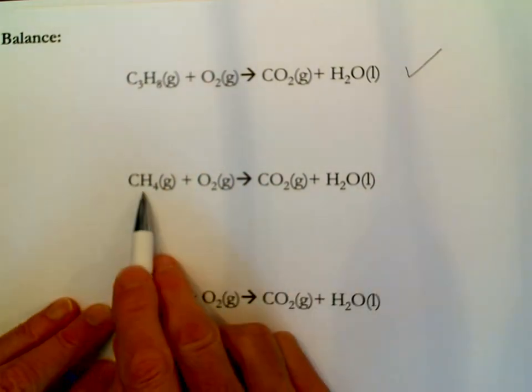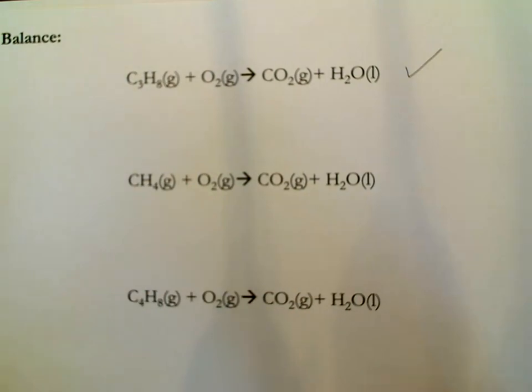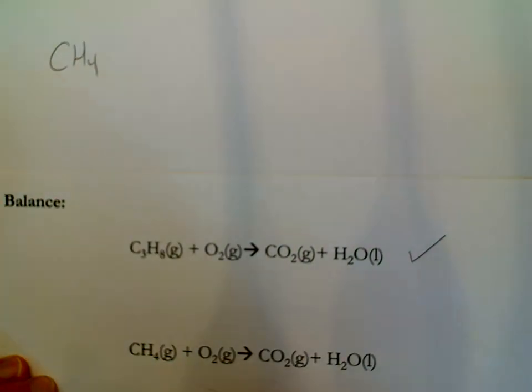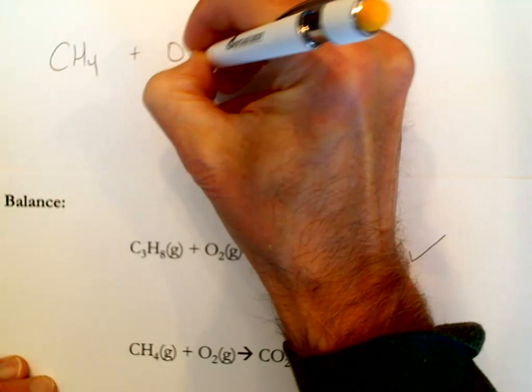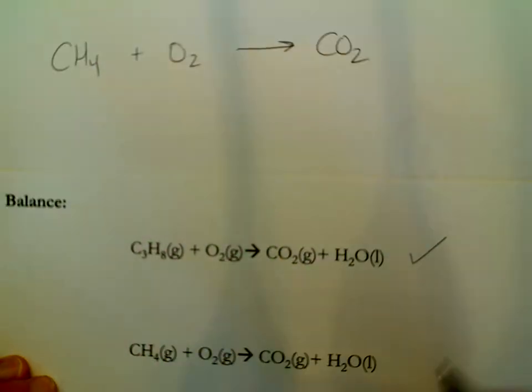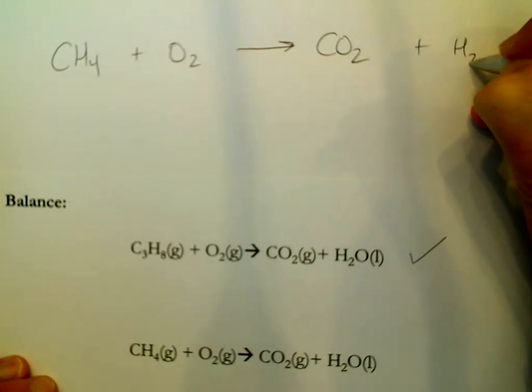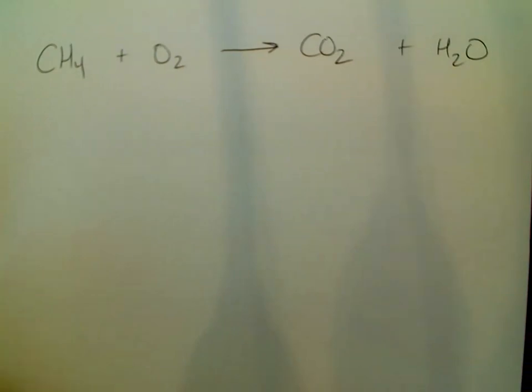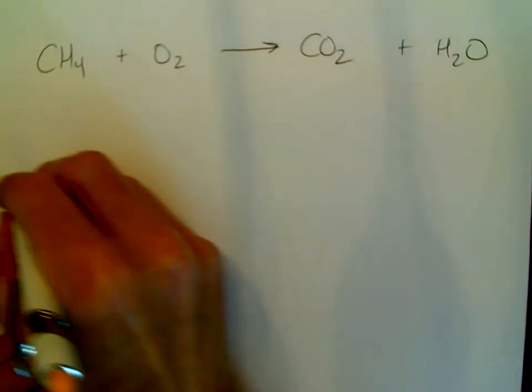This is the combustion of methane. So let's see. I'm going to go CH4 and O2. And that's going to give me carbon dioxide. And it's going to give me some water. So that's the equation I have to balance. I'm going to give myself some room to work.